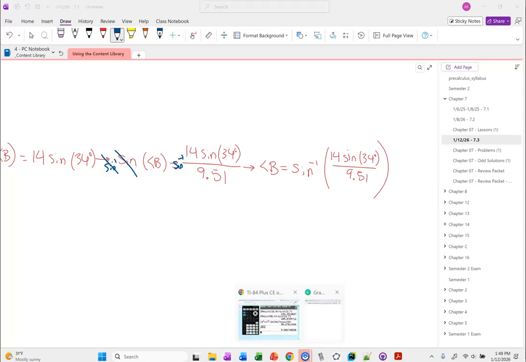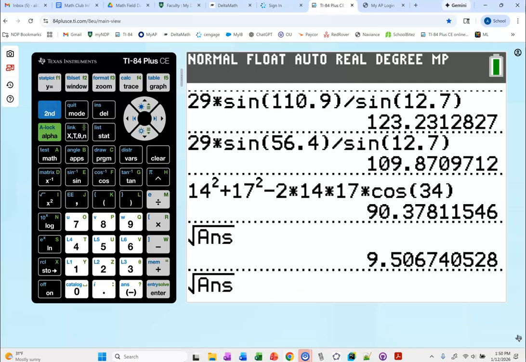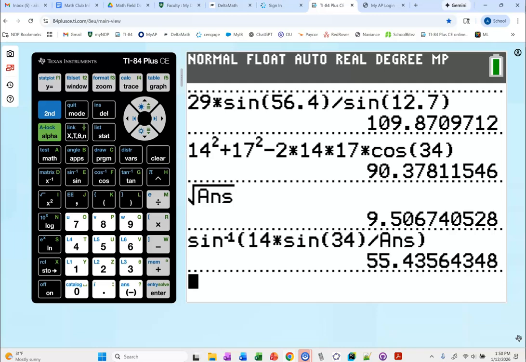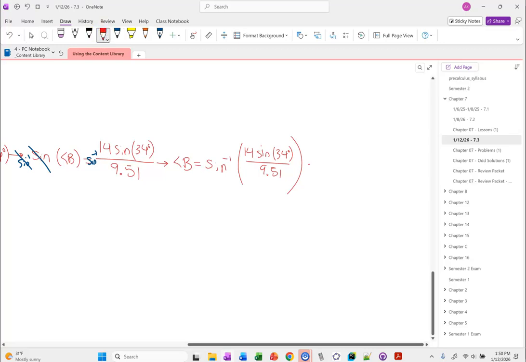14 sine 34 for my answer. So sine inverse of 14 times sine 34 divided by answer. So I got 44-ish. So far, so good.